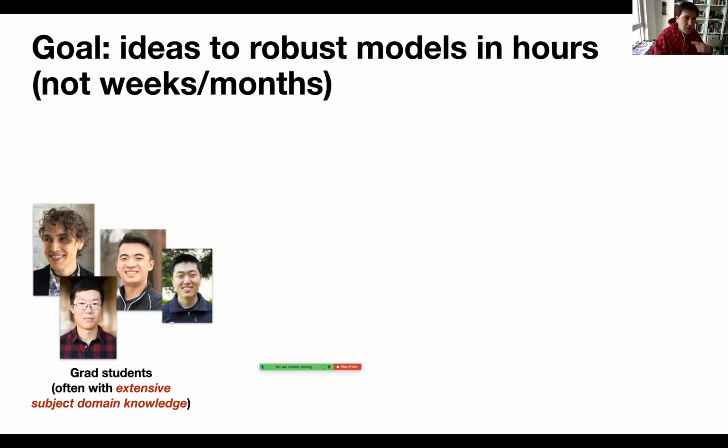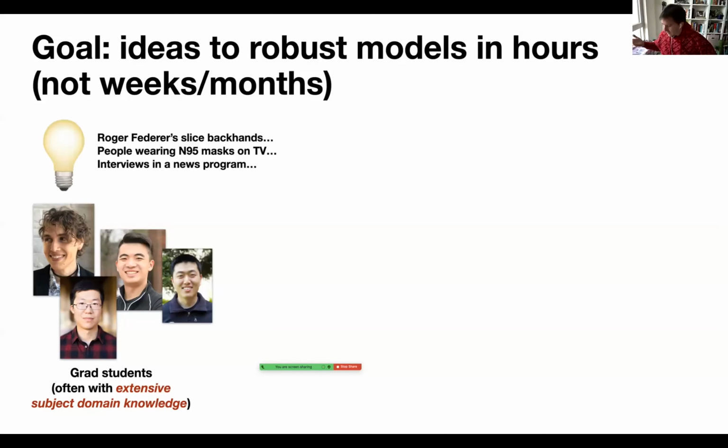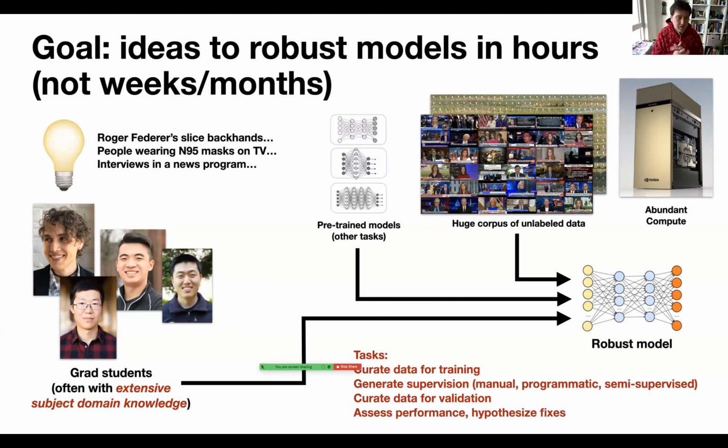So the goal that we're starting to pursue, and parts of this talk are really about it, we'd love some help with this because we think other people would be better at it than us, is to imagine that one of these students gets an idea. They want to identify Roger Federer slice backhands. They want to find all the interviews on TV news and so on. I would like them armed with a full palette of pre-trained models, a huge corpus of unlabeled data, which is basically the only thing that I ever work with, and assuming that compute is free, I'd like them to get to something that they trust as quickly as possible.